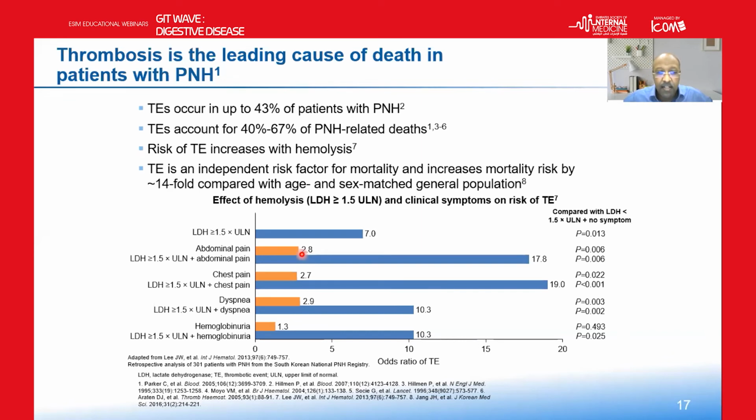For example, if you look at patients with high LDH as a surrogate marker for thrombosis, and look at the symptoms, for example abdominal pain, patients who have high LDH of more than 1.5 times the upper limit of normal, compared with patients with normal LDH, as shown here by the blue bar, have a significantly higher incidence of abdominal pain. The same goes for chest pain. For dyspnea, patients with high LDH have more dyspnea, like pulmonary hypertension, and hemoglobinuria.